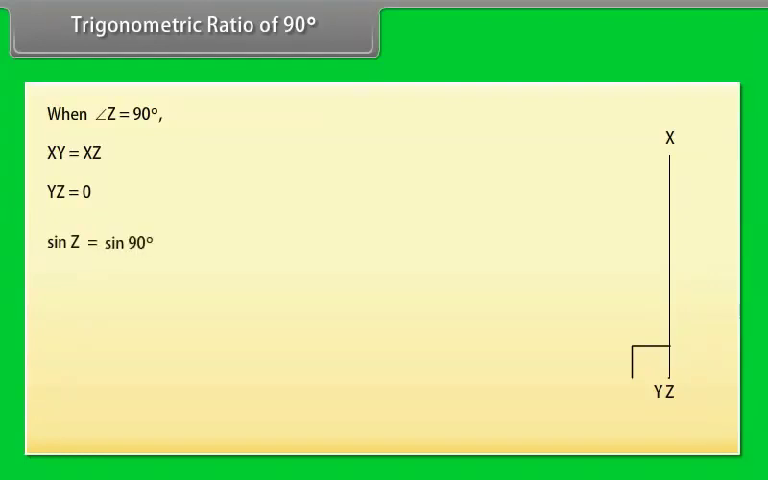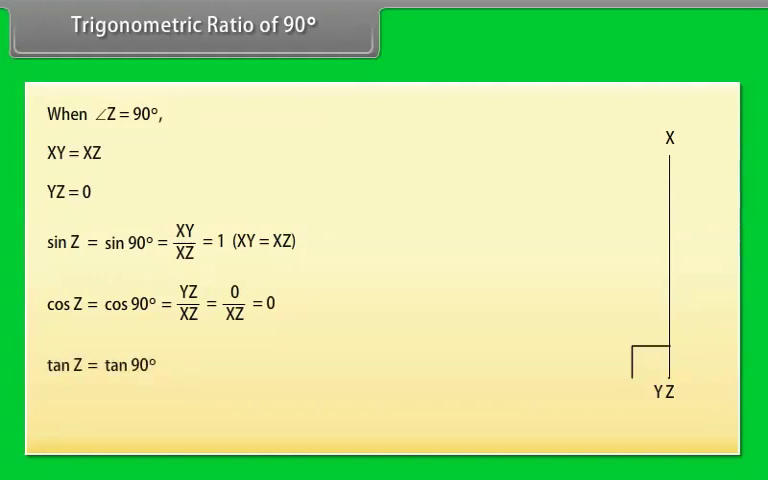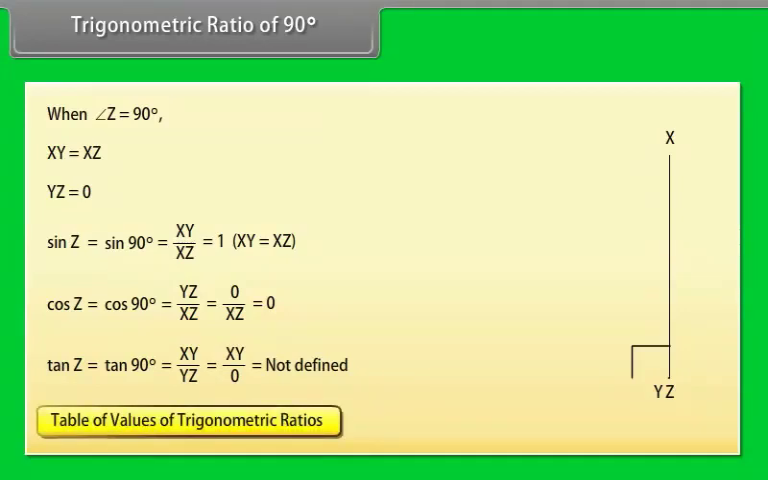Sin Z is equal to sin 90 degree, which equals XY upon XZ, which equals 1, as XY is equal to XZ. Cos Z is equal to cos 90 degree, which equals YZ upon XZ, is equal to 0 upon XZ, which equals 0. Tan Z is equal to tan 90 degree, which is equal to XY upon YZ equals XY upon 0. Therefore, tan 90 degree is undefined. Let us summarize our exercise in a table.